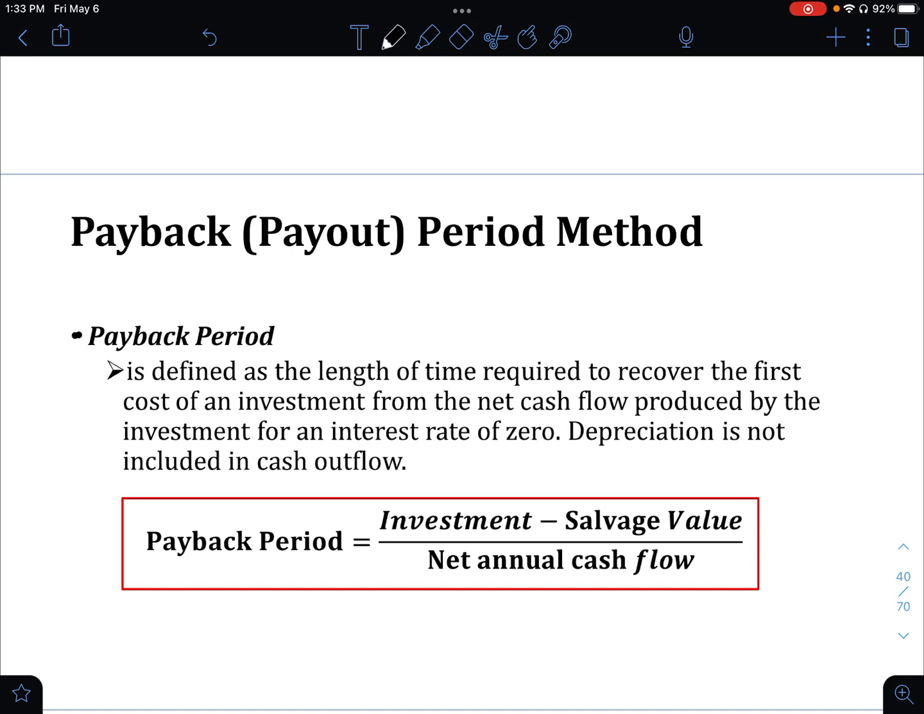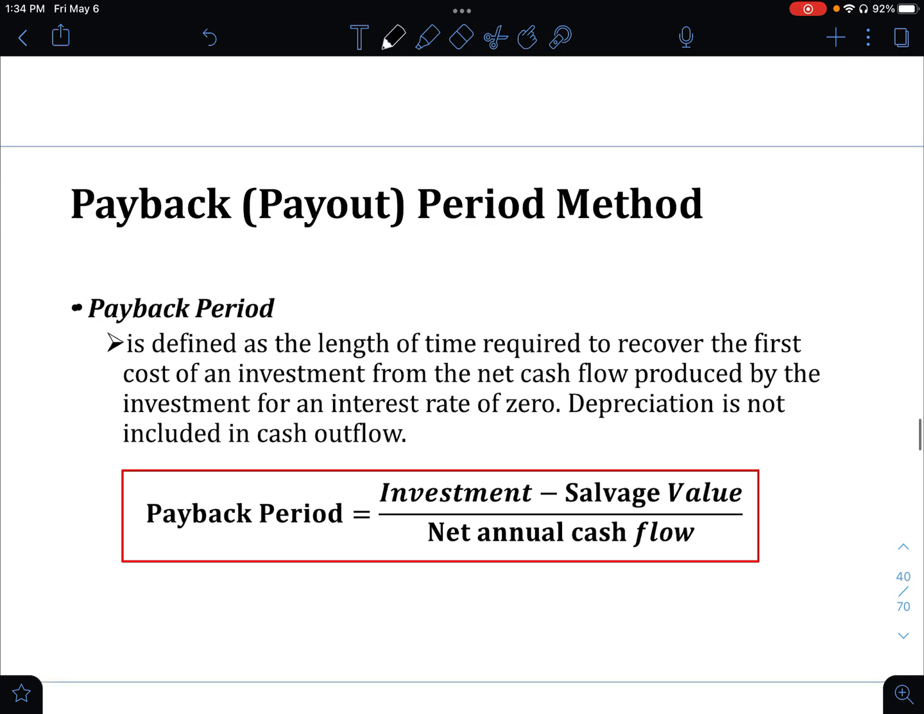Okay, so for example, you invested 200,000. How many years will it take to recover your 200,000? So we can use it, for example, if you invested in a cafe, and then compute how many years until you recover it. So that's what we use, the payback period. In the payback period, depreciation is not included in cash outflow. Okay, so that is the payback period method.